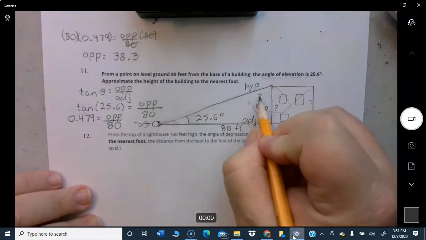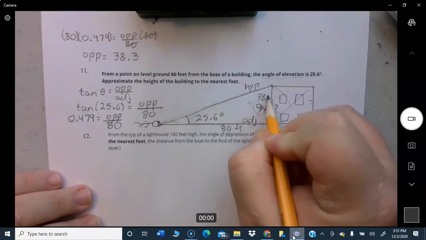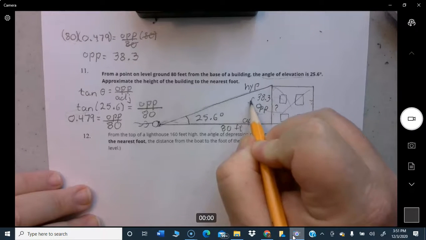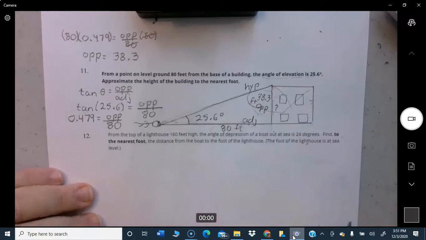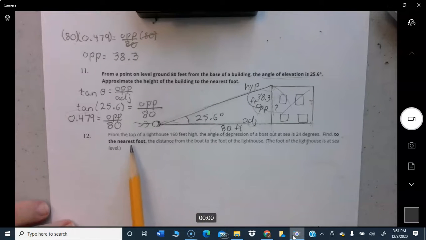So this is 38.3 feet. That's the answer. That's the height of the building. Okay, all right. Let's do this last one here. This one's similar, but adds a little bit of a complication here.